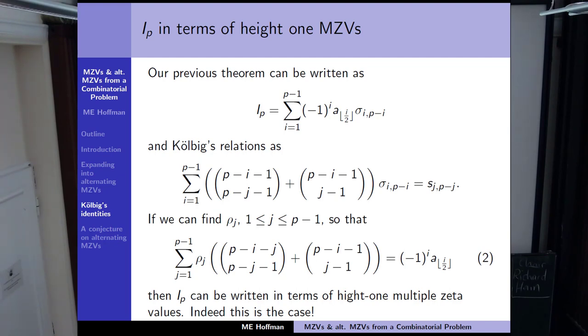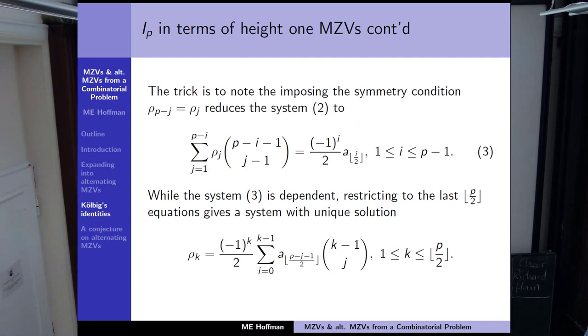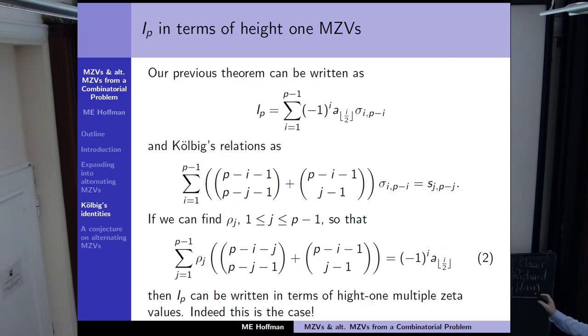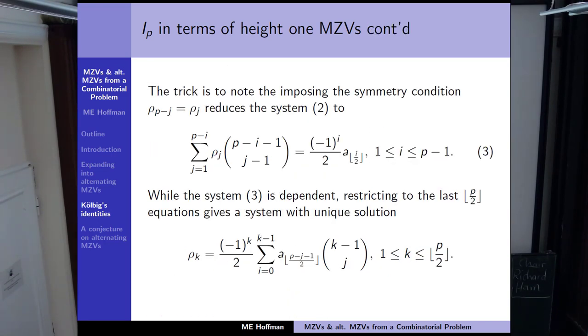And it actually is because there's a symmetry in this system. So that even though in general you can't solve for the rows, you can in this case. The trick is that if you impose this relation on these rows, then the symmetry allows one term to go into the other, and your system reduces to this. Now, this system is still dependent, but the point is that if you restrict to about half the values, depends on whether it's even or odd, you get a system with a unique solution.